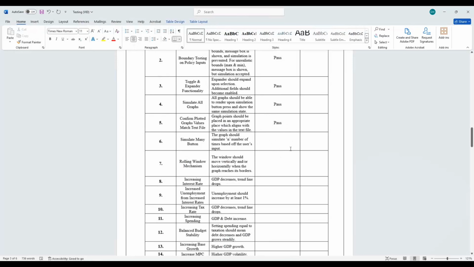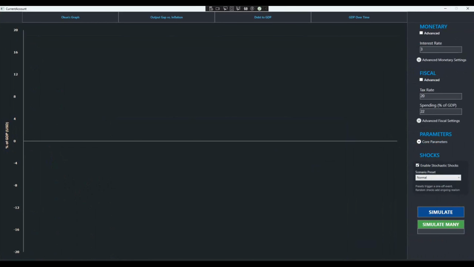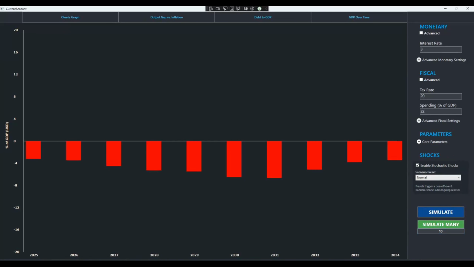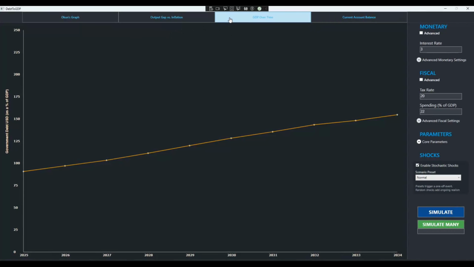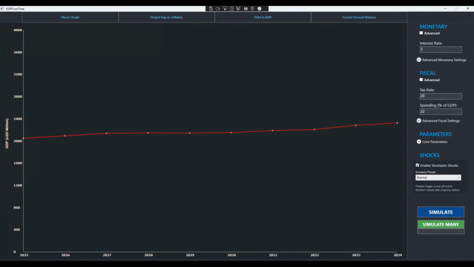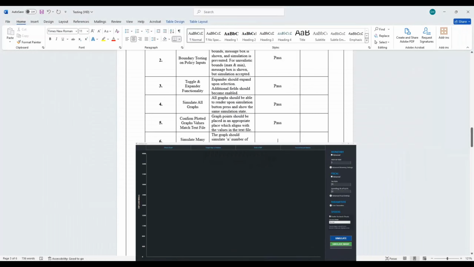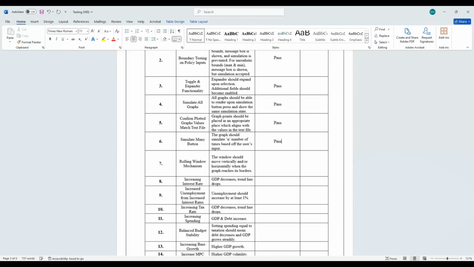The next test being the simulate many button. So the user should be able to enter n number of years, where n is an integer, and the simulation system should be able to plot that many years on the graphs. So if the user was to enter, let's say, 10 years of simulation, as you can see, it simulates 10 times, carried across all graphs. We have 10 points for each graph. So on that basis, we can mark this one as a pass as well.